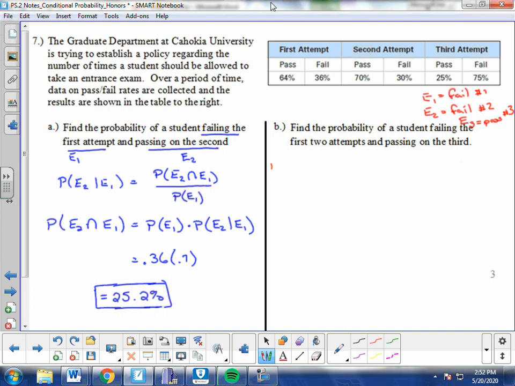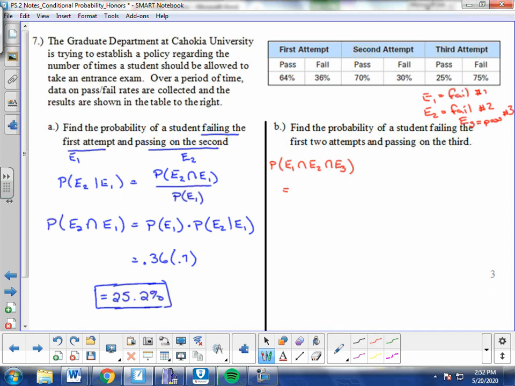So what we want to find is the probability of a student failing the first two and passing the third. So the probability of event one, failing the first one, and event two, failing the second one, and event three, passing the third. I'm going to need a little more space, so I'm going to scoot this over here a little bit.